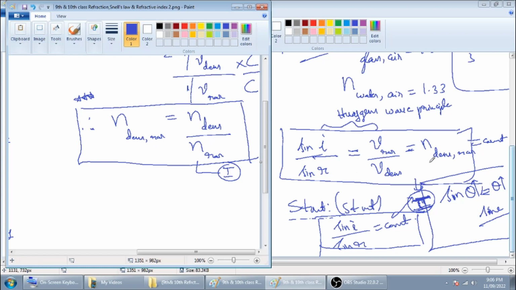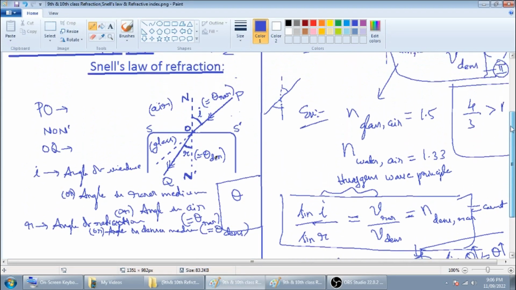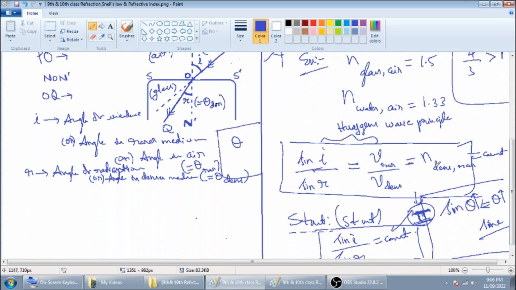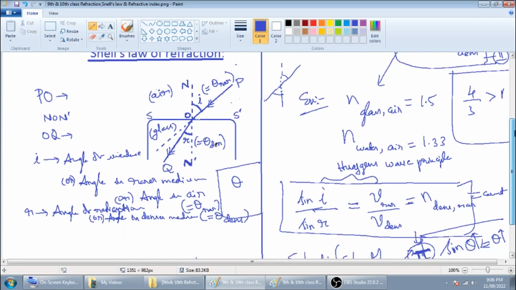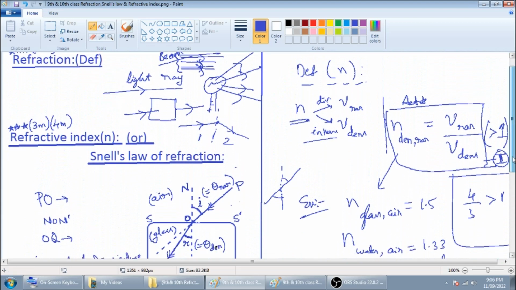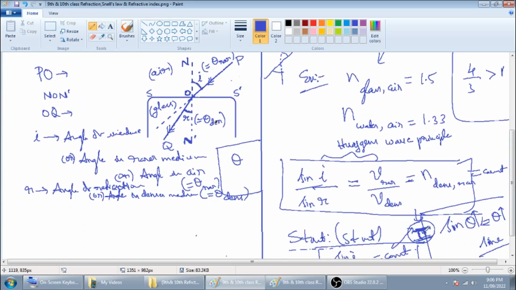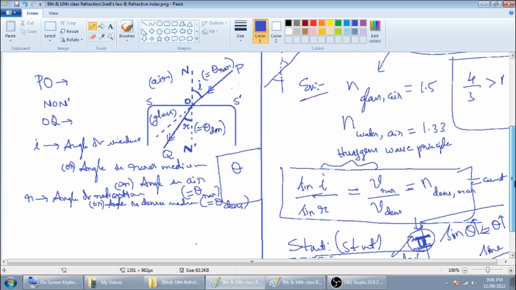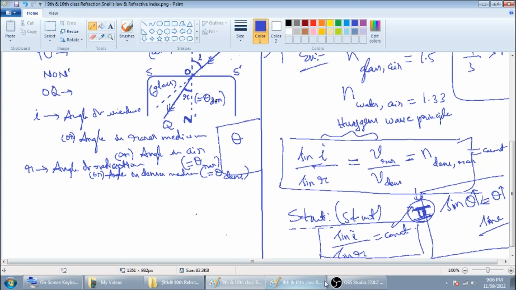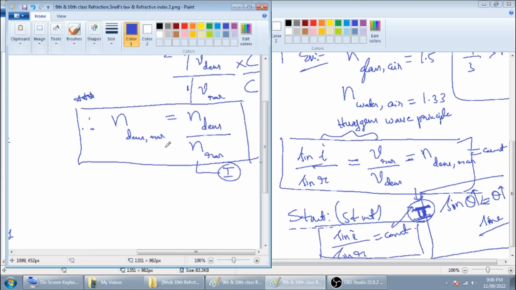Now compare this with the other equations which we got earlier. This is the first equation and this is the second equation. The first equation is the definition of refractive index, which we have already seen. The present topic I am putting on the left hand side. Now you see here the definition of refractive index of denser medium with respect to rarer medium.